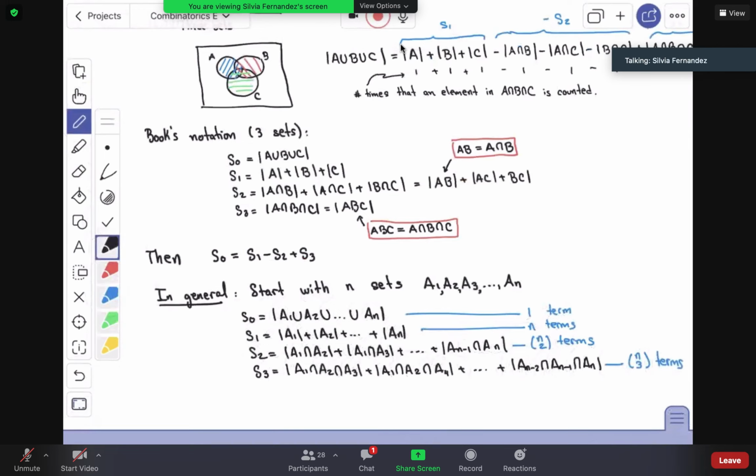And again, in the book, for these they will just use A1, A2, A3. So they don't write the intersection. So when you read the book, you know what that means.